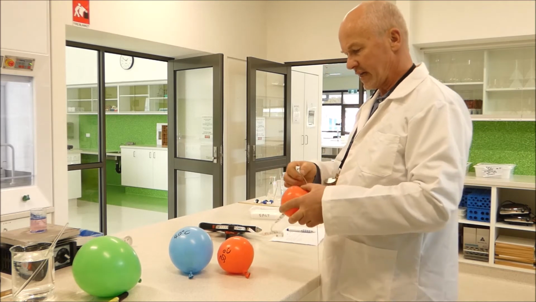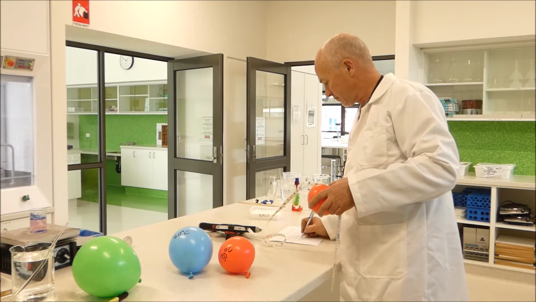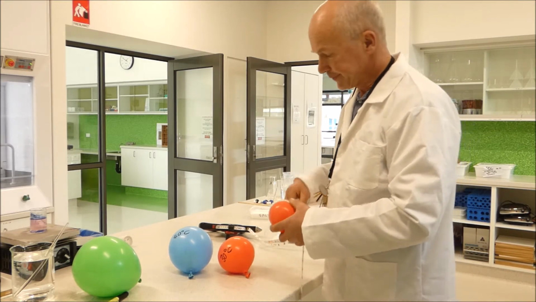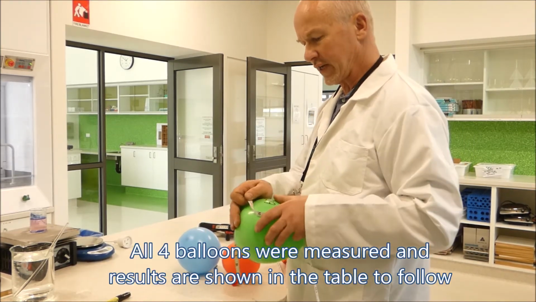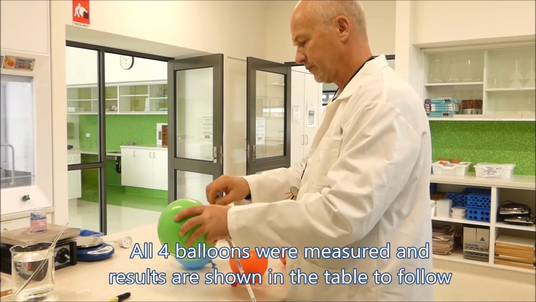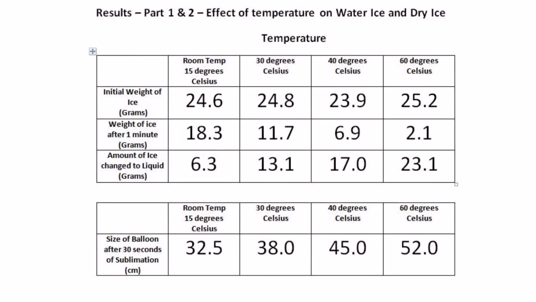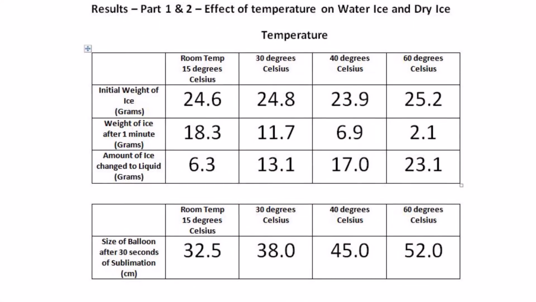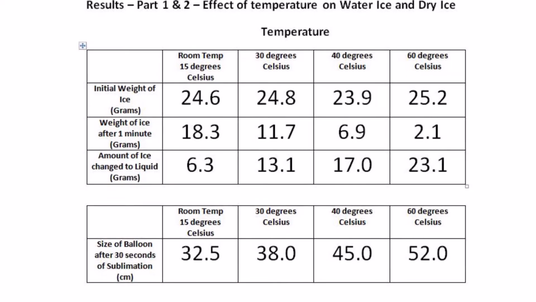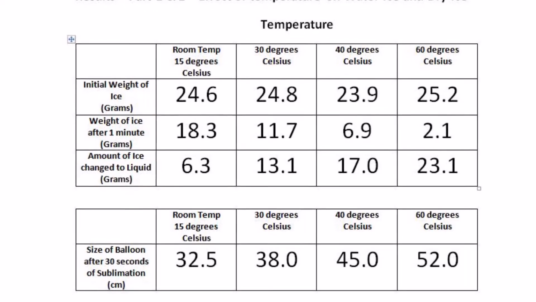Go simply around there. The first one is 32.5 centimetres. So we write that down. The final test, which was done at 60 degrees with the dry ice, and if we measure around the balloon, we get 52 centimetres. These are our results for the effective temperature on the change of state of water ice to a liquid and dry ice to a gas. You could now draw a graph to show how temperature affects the change of state.